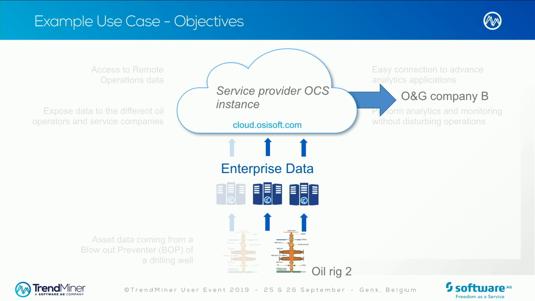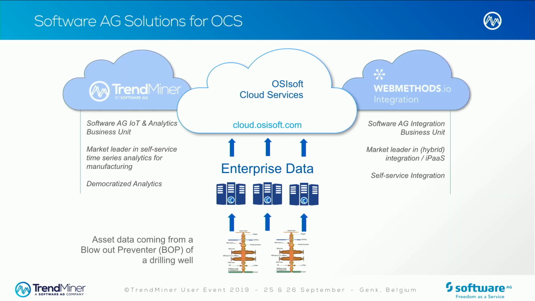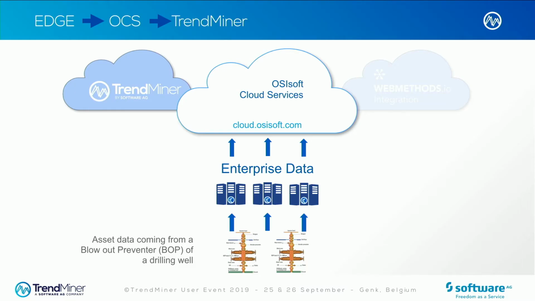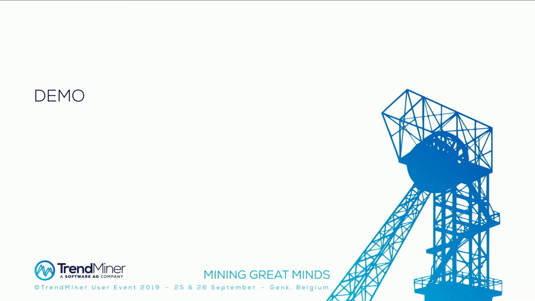But it's not just the data sharing. It's doing the analytics on the data, it's sharing the insights, and not just the data itself. And that's where the combination of OSIsoft Cloud Services together with TrendMiner, but also with the integration capabilities of webMethods.io from the Software AG portfolio, is a really interesting combination here, right? So the first thing I want to zoom into is bringing the data from the on-premises systems into the OSIsoft Cloud Services platform, and then how you can connect TrendMiner to that, how easy it is to set that up, basically.